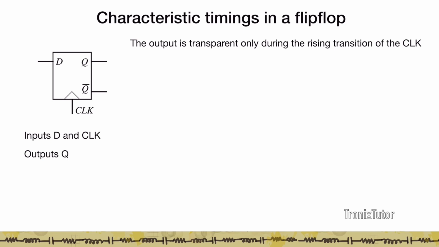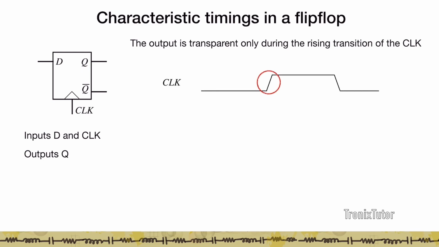Now, what are the characteristic timings of a flip-flop? Again, remember, a flip-flop is an edge-triggered element. There are two inputs, if you will, to this piece of circuitry. One is the value D and one is the input clock. And there's essentially one output of the flip-flop, which is the output Q. Now, the flip-flop is transparent only during the rising transition of the clock.